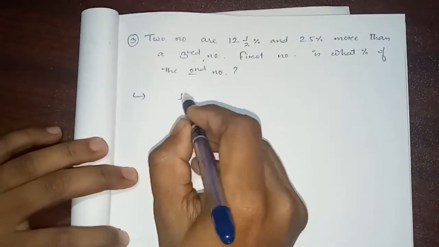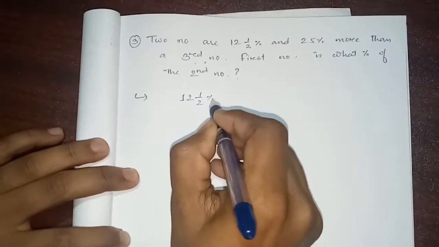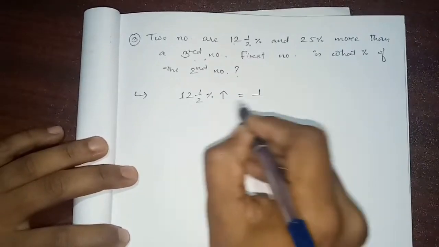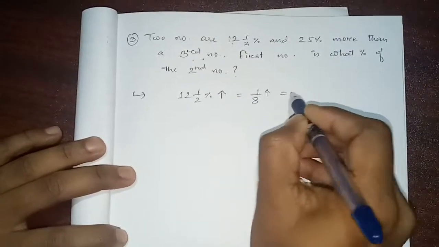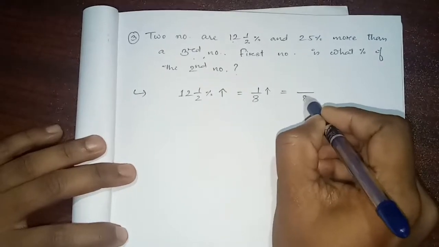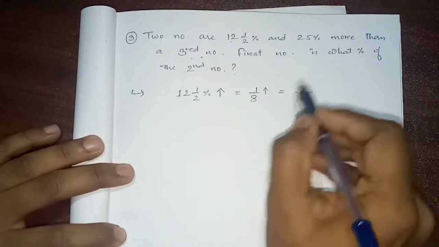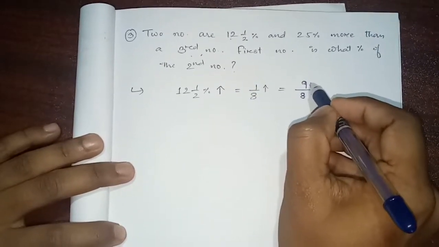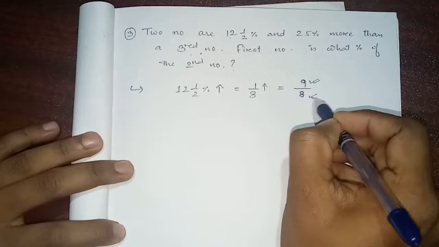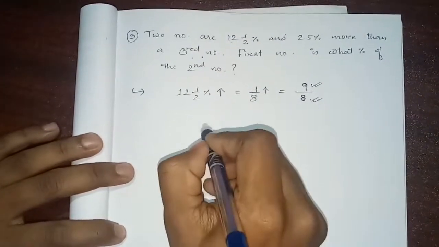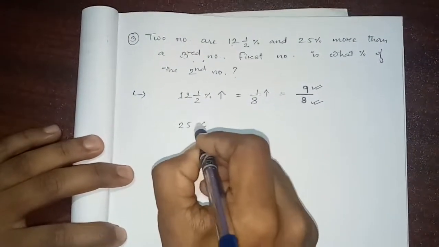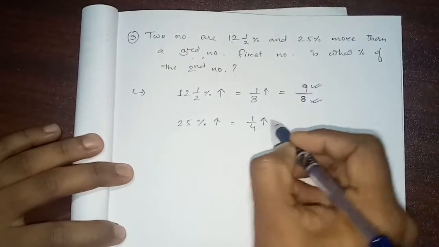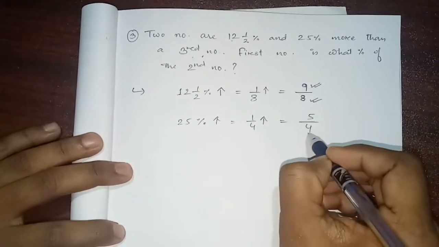The first number was 12.2% more. Okay, 12.2% is 1 by 8. 1 by 8 more, just compare with the previous. You write this as 8. Increase in the increased number is 9. That is, this is the first number and this is the third number, compared number. So again 25% increase. This is the second number. 25% is 1 by 4. To increase 1 by 4, that is 5 by 4.